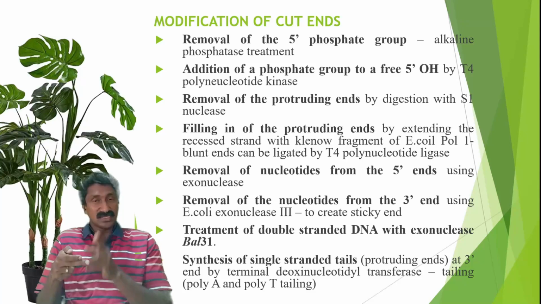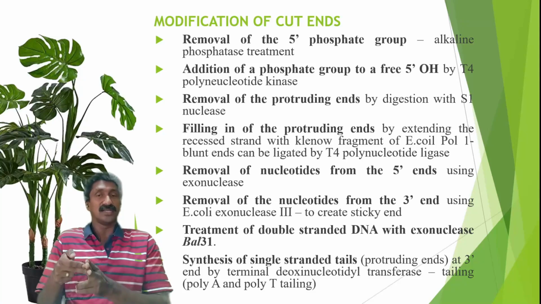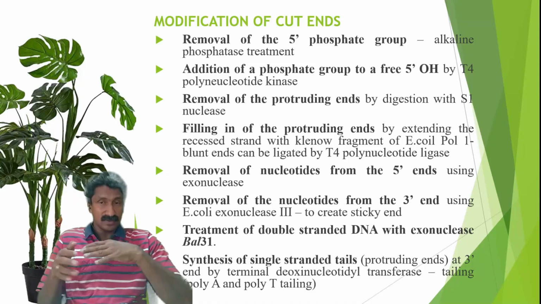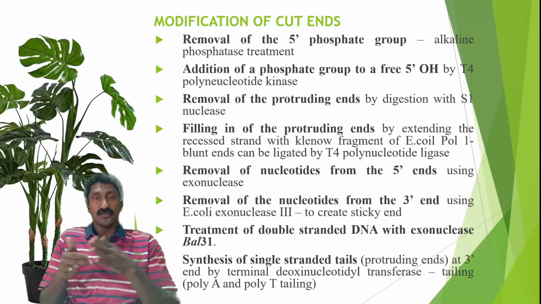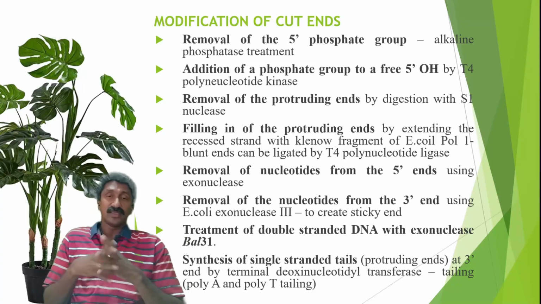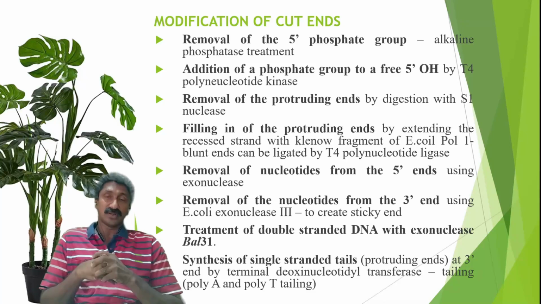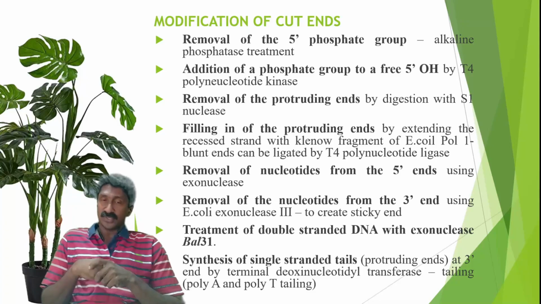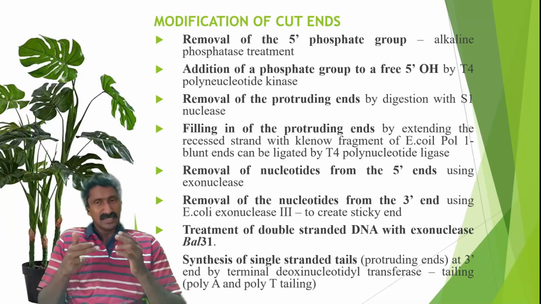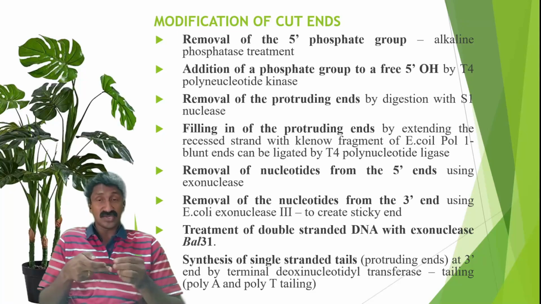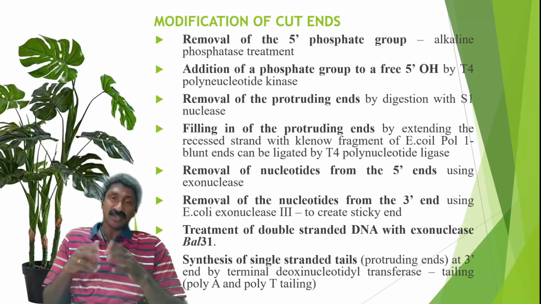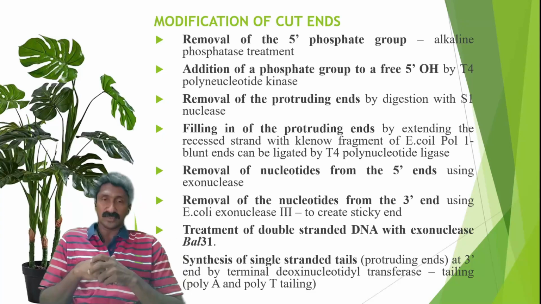Okay, so S1 nuclease is used for removing the single stranded portion, whereas the shorter strand can be extended to the full length by E. coli polymerase 1 Klenow fragment, and that can be subsequently ligated with the T4 DNA ligase. So that means the shorter strands can be extended to the full length and made blunt again by Klenow fragment, and synthesis of the shorter strand to the full length by E.